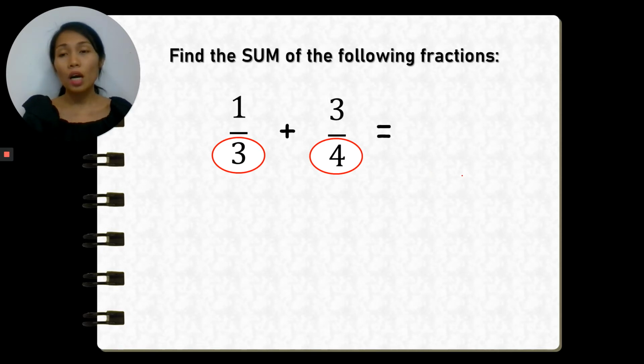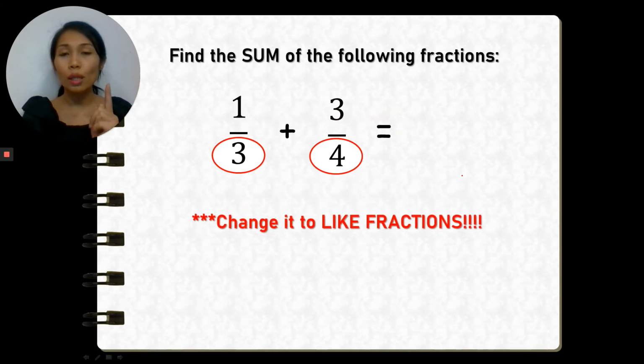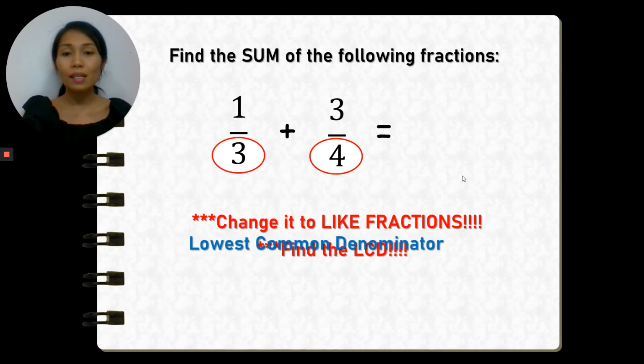That's our target, to make like fractions. Actually, there are a lot of ways to do that, but I'm going to teach you one by one, okay? So you will not be confused. Again, remember our target is to change it to like fractions, because we cannot add unlike fractions right away. We need to make them into like fractions first. Let's find the LCD. That's the first method.